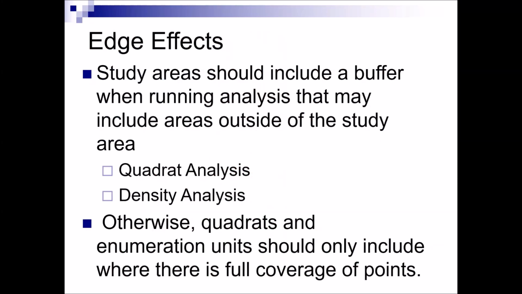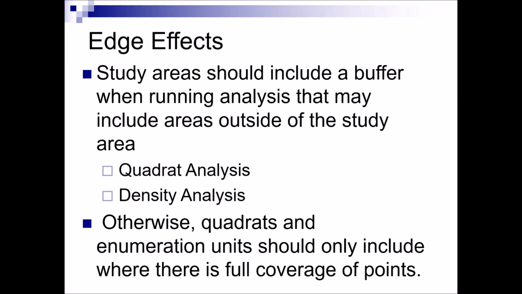Another thing we run into is what we call edge effects. I think we talked about this before, but when we run things like density analysis or quadrant analysis, they should only include where there's full coverage of points. Now this starts to become a little problematic, especially if we run along the north edge of North Carolina. How do we circumvent those?